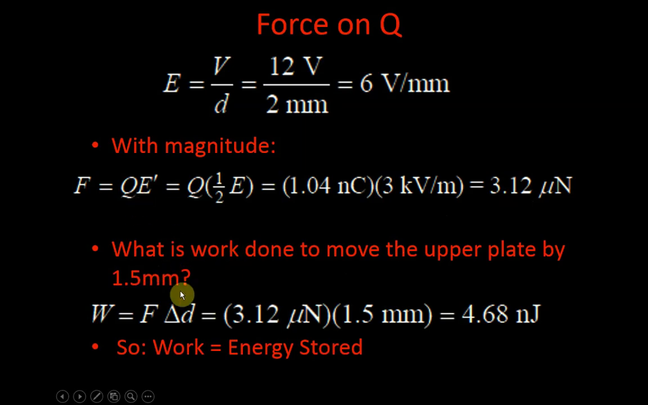Now we actually have the values we need here, because we can go back to mechanics and say work done is force times distance. W equals Fs, or F delta D. We have our value here for F that we just calculated in the previous case, so we can say 3.12 micronewtons multiplied by 1.5 millimeters. Remember, this is 10 to the negative 6, this is 10 to the minus 3, will give us 4.68 nanojoules, or 10 to the negative 9. So negative 6 plus negative 3 will give us 4.68 times 10 to the negative 9 joules.